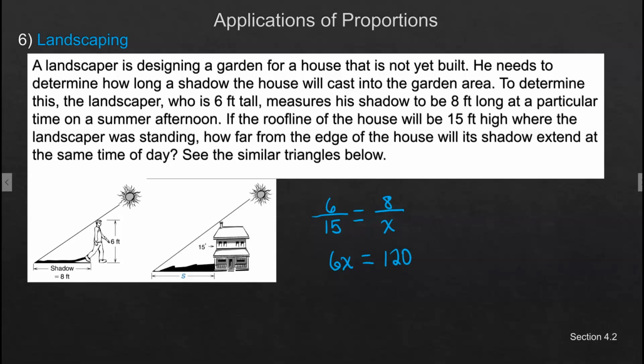To solve, we divide by 6 on both sides of our equation. And then we find that our shadow is 20 feet. So the length of the shadow. Now we could have used S as our variable. Sometimes when people use S's, they look too much like 5s and they can get mixed up. It's fine to use the S or the X. Doesn't really matter. It's just a variable so that we can find our unknown. And so it works either way.